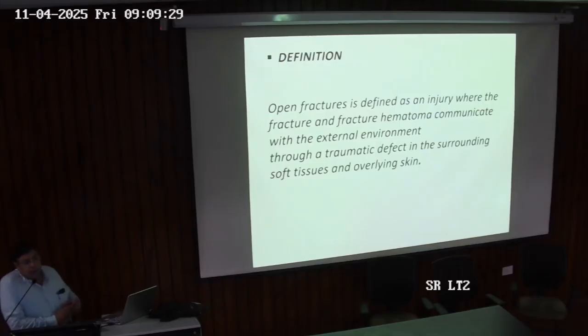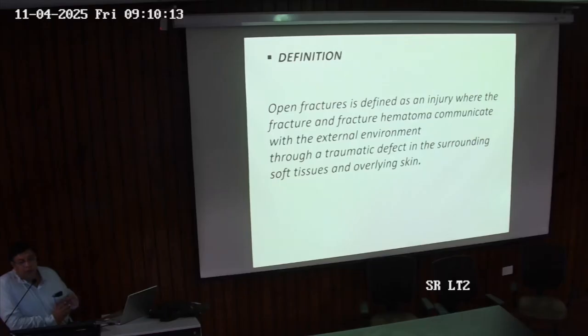So, as I told you, the open fracture is a fracture in which the fracture or fracture hematoma communicates with the external environment. It may be a puncture wound which may be just visible, with continuous bleeding, or it may be a huge wound with extensive exposure of the soft tissues, as we had seen in the picture.